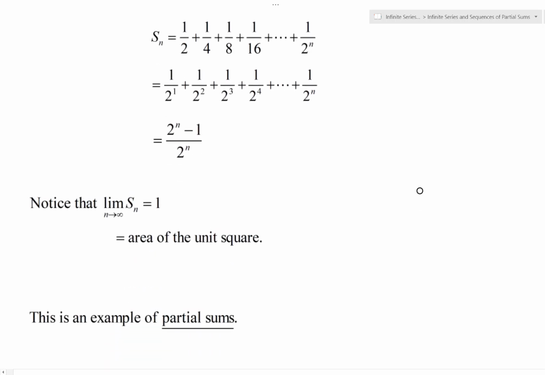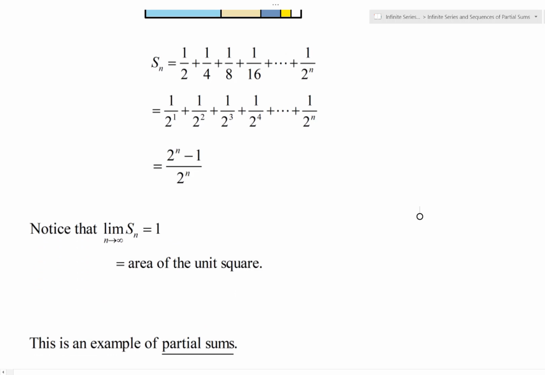Okay, and actually what we did in this example, we may not know it yet, but we used what's called partial sums. So we're going to have to explore what this means. The concept of a partial sum is very crucial to understanding whether or not an infinite series converges.